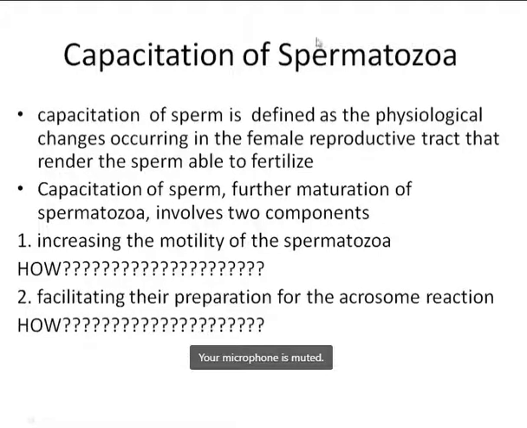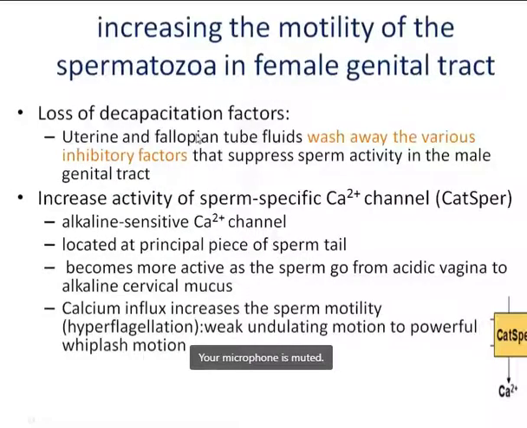In relation to the female reproductive tract, we have to talk about the capacitation of the sperm. In the uterus and fallopian tube there are fluids that wash away the different inhibitory factors that come along with the semen. Another main important factor increasing the motility of spermatozoa in the female genital tract is the loss of the decapacitation factors. Different decapacitating factors are present in the semen, so these have to be removed, and they are washed away by the uterine and fallopian tube fluids.